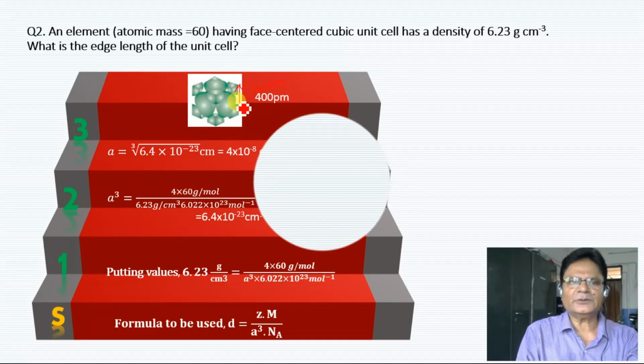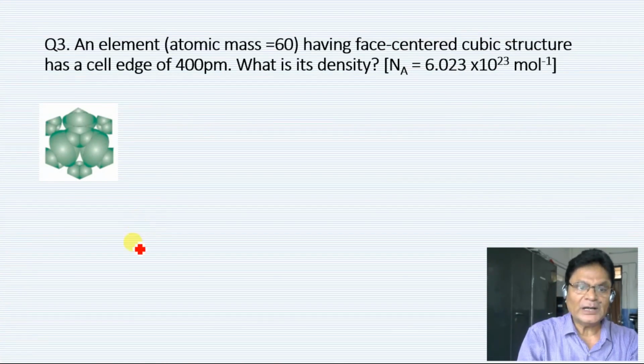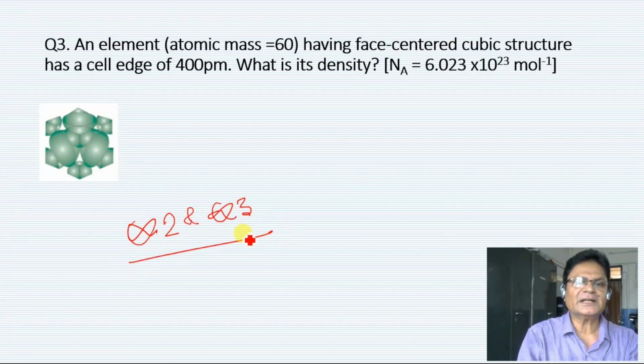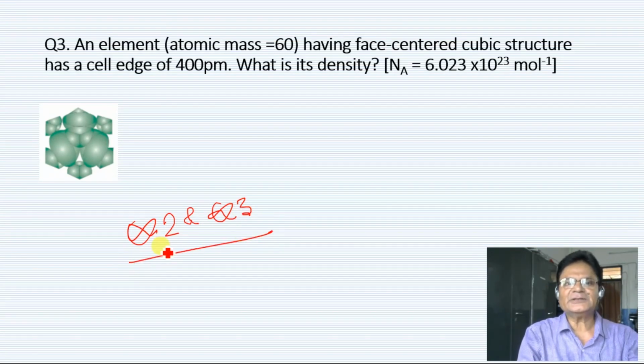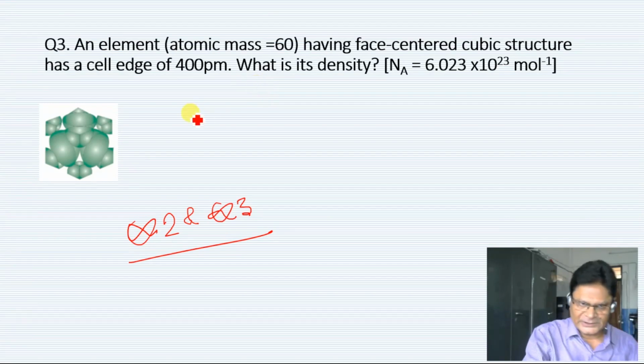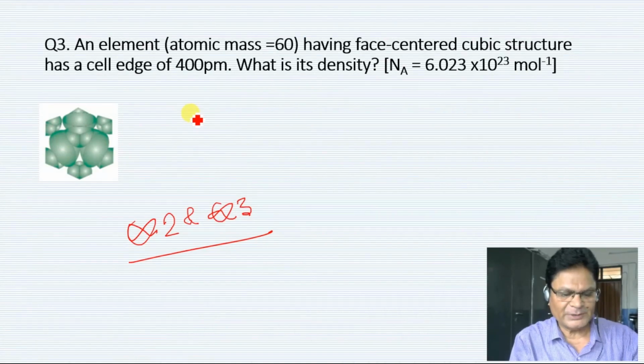Now look at the third question. An element of atomic mass 60 having face-centered cubic structure has a cell edge of 400 picometer. What is its density? Look, this question number 3 and question number 2 are very much similar. Question number 2 and question number 3 are complementary of each other. Here density is to be calculated and edge length is given, but in question number 2, density was given and you were supposed to calculate the edge length a. So these two questions are complementary of each other.